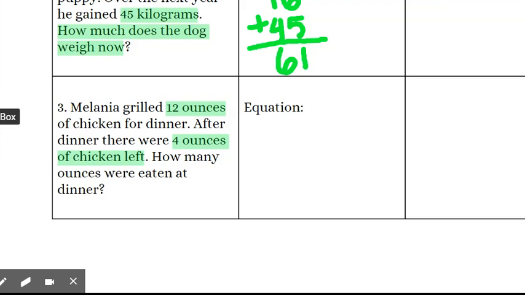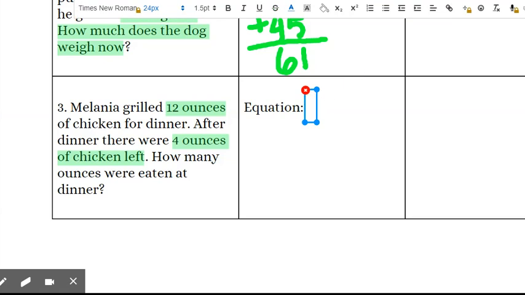This is kind of a takeaway problem, right? Because some food got eaten, so it got taken away. But it's not cut and dry. Let's see. They had 12 ounces. Some got eaten. We don't know how much. And when they were done, they had 4 ounces left. This is a missing part, isn't it?